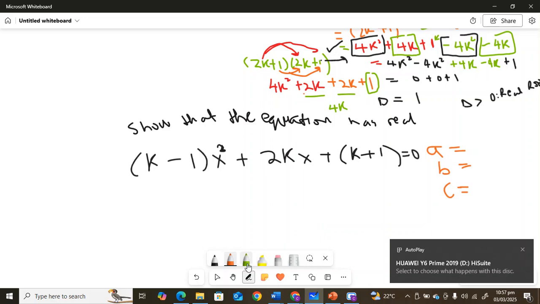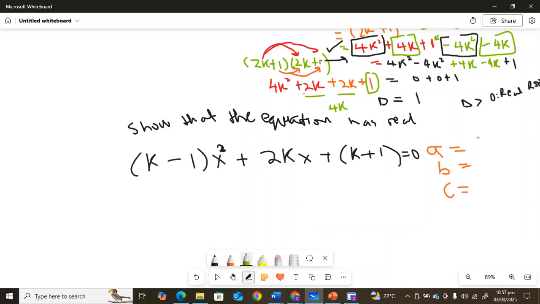Yes, the coefficient of x squared is k minus 1. So our a is k minus 1. What is our b? Okay, 2k. Wonderful.